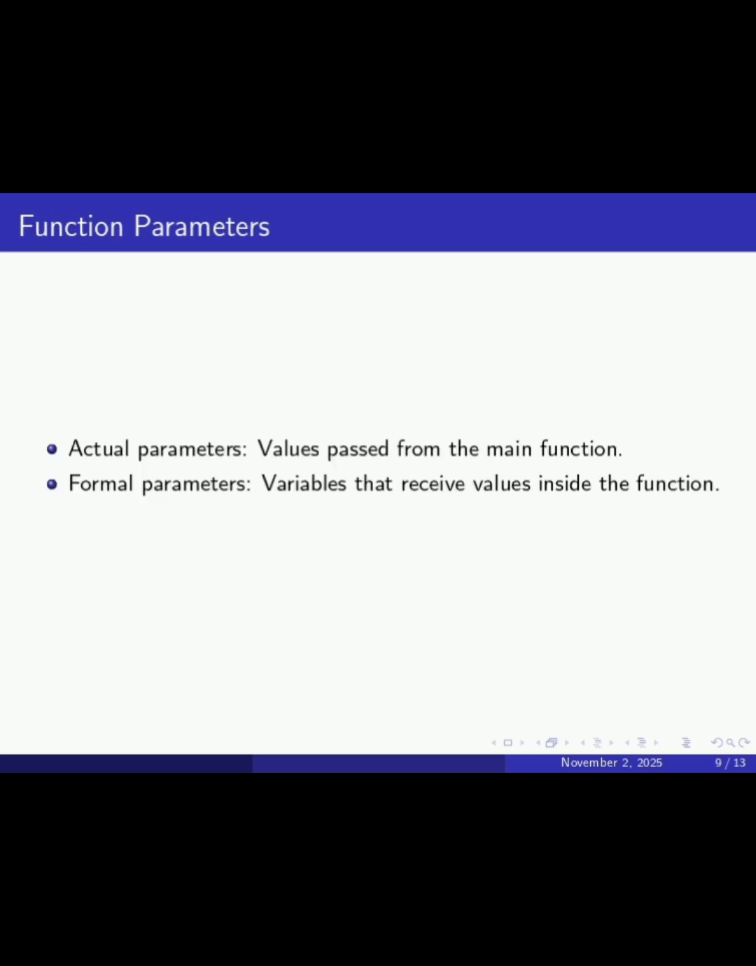So our next topic is function parameters. In C, there are two types of parameters used in functions. First one is actual parameters, values passed from the main function. These are the real values or arguments passed to the function when it is called. And the next one is formal parameters, variables that receive values inside the function. These are the variables defined inside the function that receive the values from actual parameters. So actual parameters are the values we send and formal parameters are the variables that receive them inside the function.